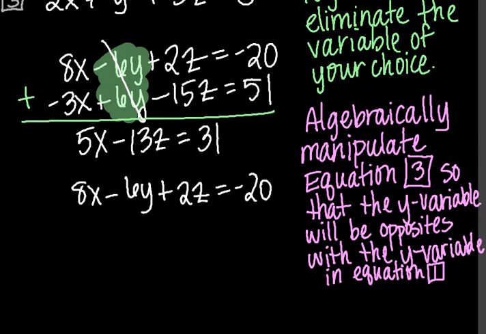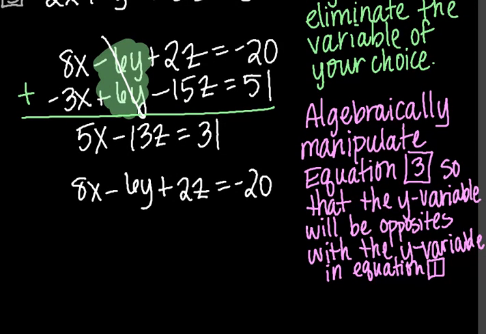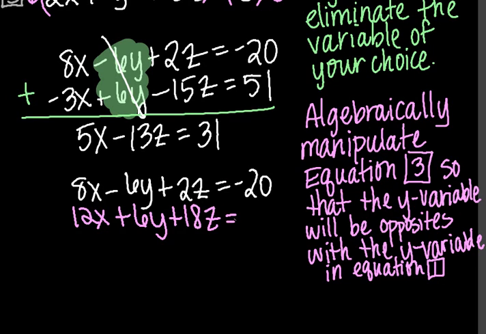All right. So what do I need to multiply equation 3 by? 6. When I do that, what do I get? 12x plus 6y plus 18z equals 0. And we're going to add those together so that we eliminate the y.